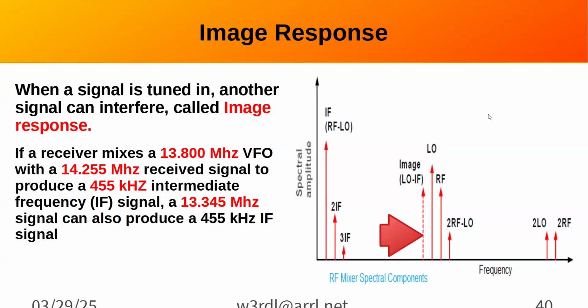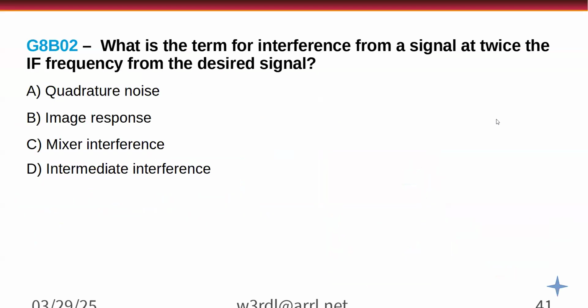But like I said, they seem to have dropped the hard question about that part of it. So what's the term for interference from a signal at twice the IF frequency from the desired signal?